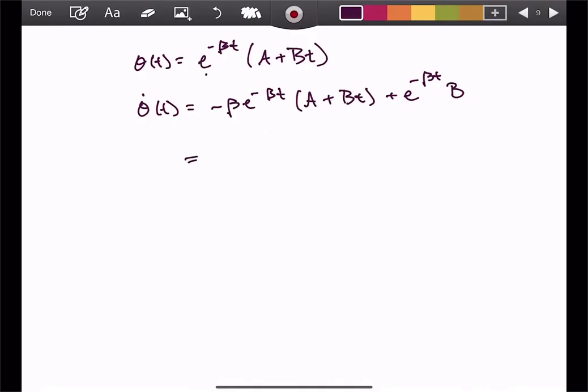So good. Let's combine terms together. So in this case, I'm going to get, let's do the first term.